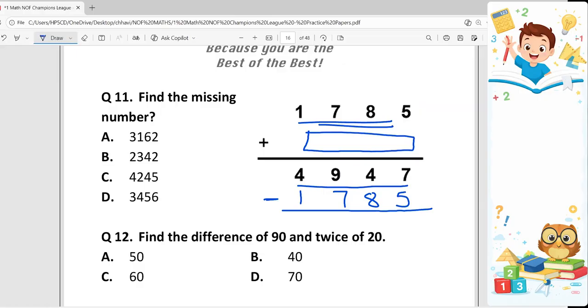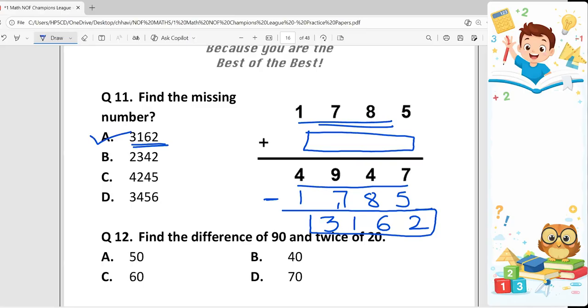Okay, so now 7 minus 5 is 2. 4 minus 8, now we have to borrow 1. So it will be 8, 9, 10, 11, 12, 13, 14. So that is 6. Okay, so now we kept it over here, 7 and 8, 9 minus 8 is 1. And here it is 3. 4 minus 1 is 3. So our answer comes to be 3162. Where is it? Over here. Option A is the correct answer.